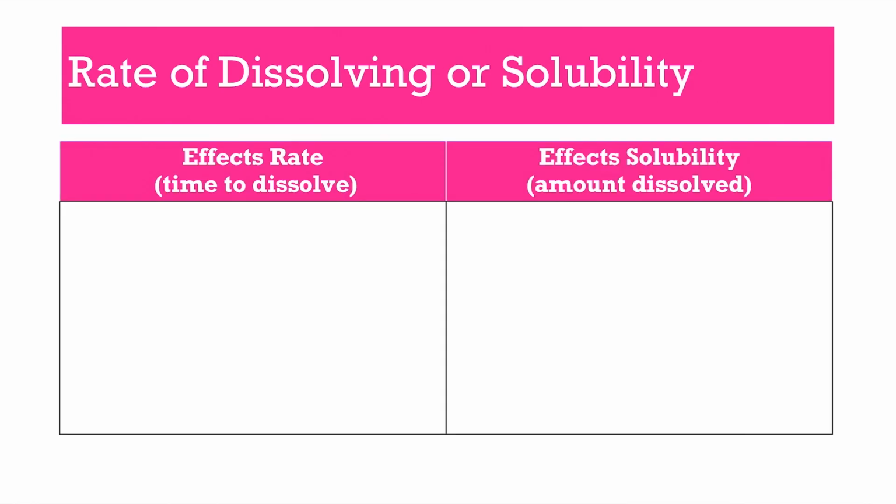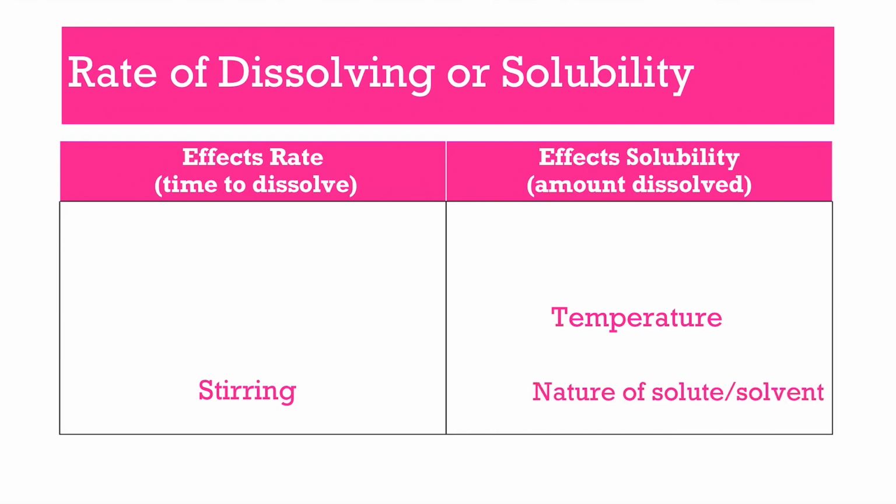Okay, so to start with solubility, temperature affects solubility. So by changing the temperature, you can change the amount of stuff that gets dissolved. Stirring only changes the speed at which something dissolves. It doesn't change how much gets dissolved, it's just that the more you stir, the faster it goes. The nature of the solute and the solvent actually affects how much can be dissolved.